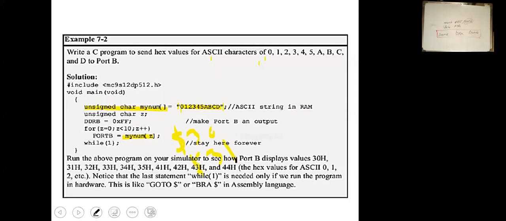And this is only done once, from Z equals 0 to 10. After that, we go into the endless loop. This one you can try in Code Warrior, and you can observe the variable Z, and the variable port B, which refers to the data register of port B.